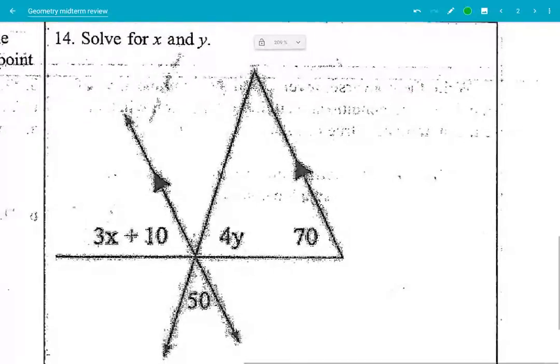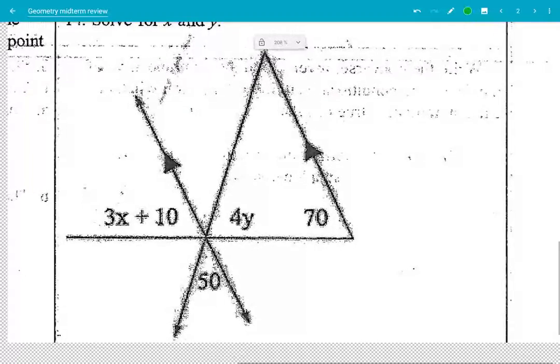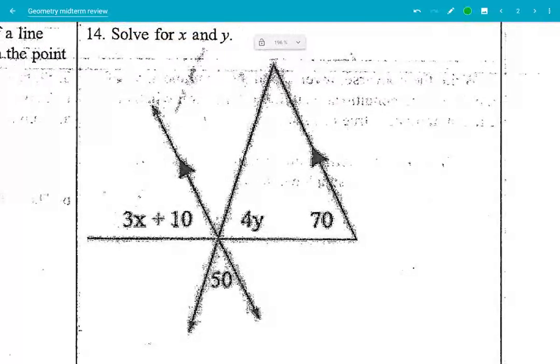Solve for x and y. Let's see. These are vertical. That doesn't help us. Or does it? Oh, let's see. These are parallel. So that means that this is a transversal. So what? Well, okay, is this going to help us?